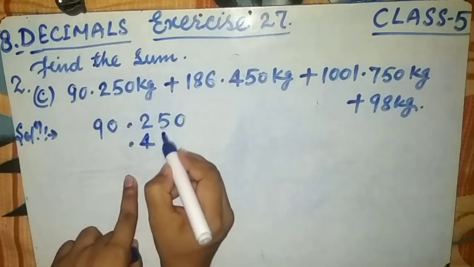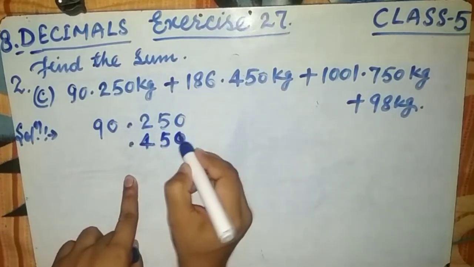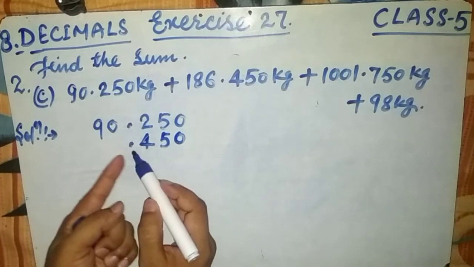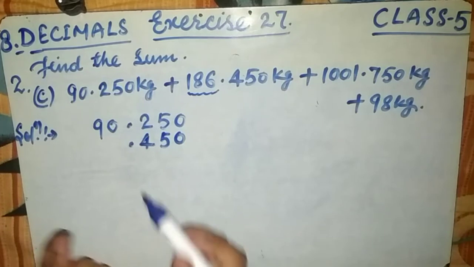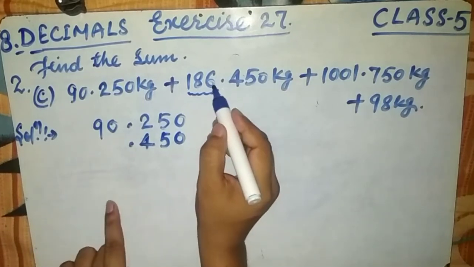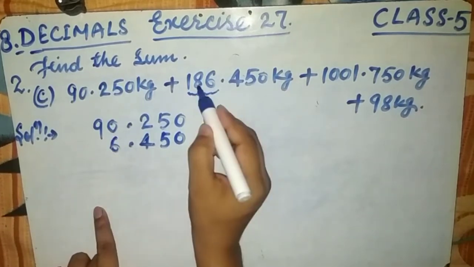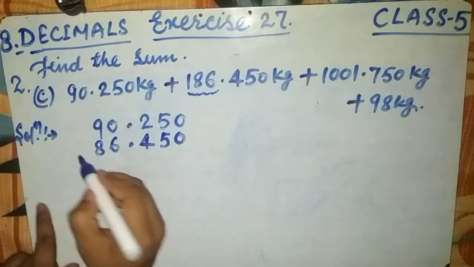Here is the 5, here 5, here 0, here 0. But from the left hand side, these are the integral part. Integral part should be integral part. This is the ones place, this is the tens place, this is the hundreds place.